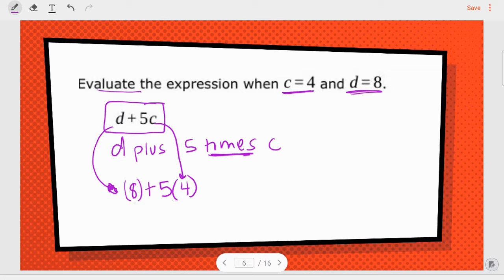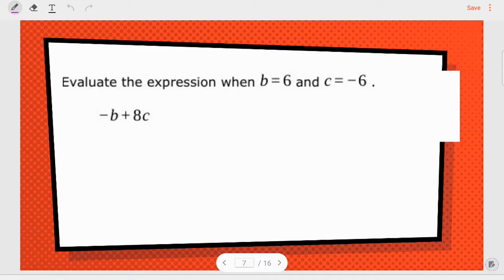Well, can I do this math? I sure can. I'm going to follow my order of operations, and I'm going to do the multiplication first. 5 times 4 is 20. 8 plus 20 is 28. Okay, so let's practice that again.